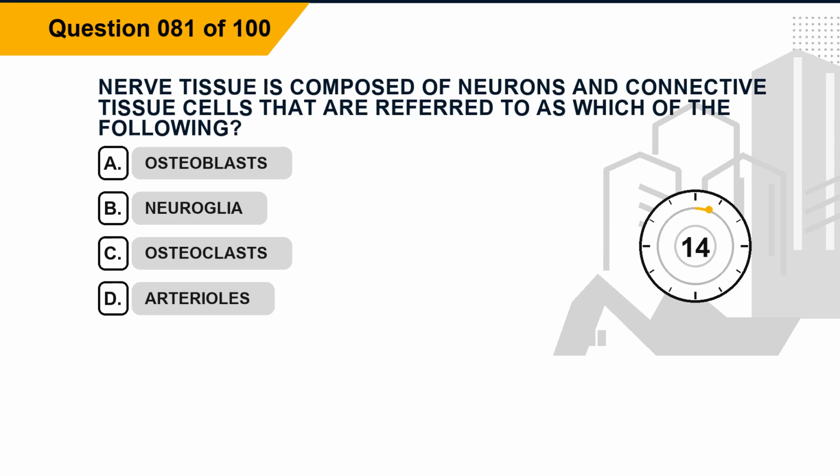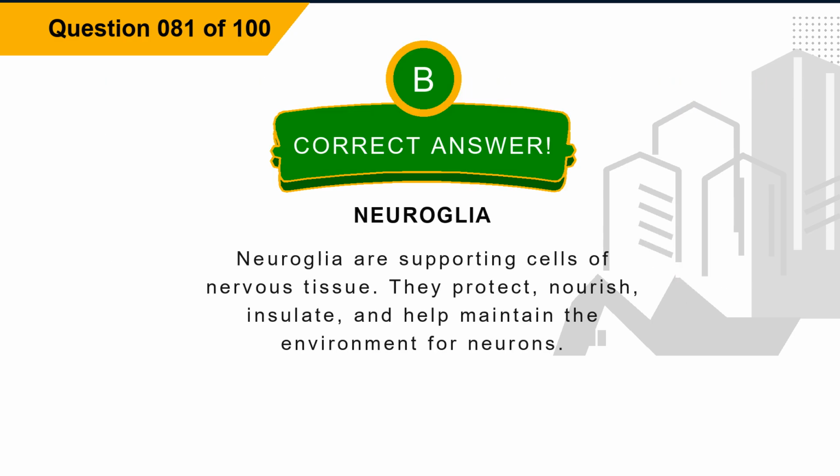Question 81. Nerve tissue is composed of neurons and connective tissue cells that are referred to as which of the following? Option A, osteoblasts. Option B, neuroglia. Option C, osteoclasts. Option D, arterioles. The correct answer is option B, neuroglia. Explanation. Neuroglia are supporting cells of nervous tissue. They protect, nourish, insulate, and help maintain the environment for neurons.